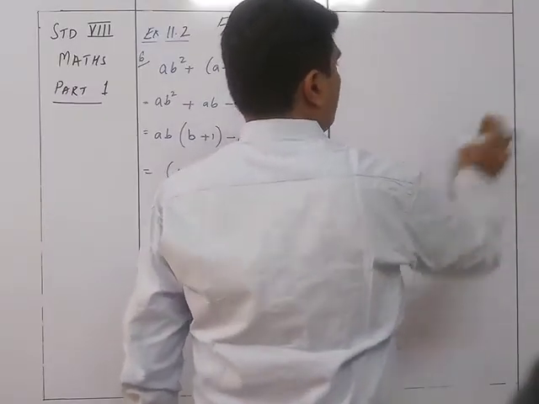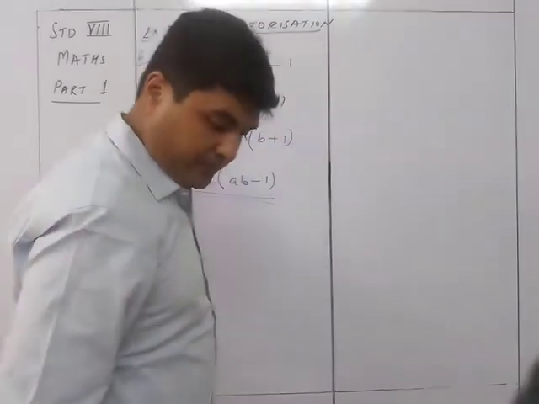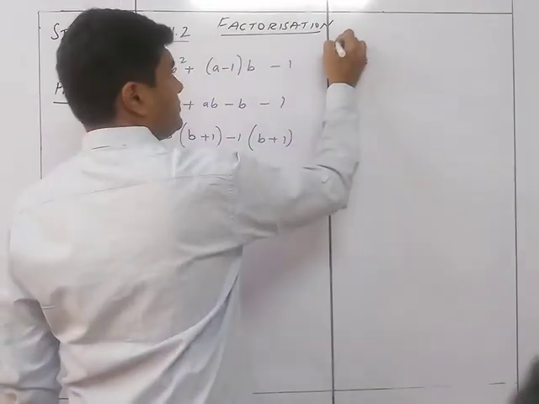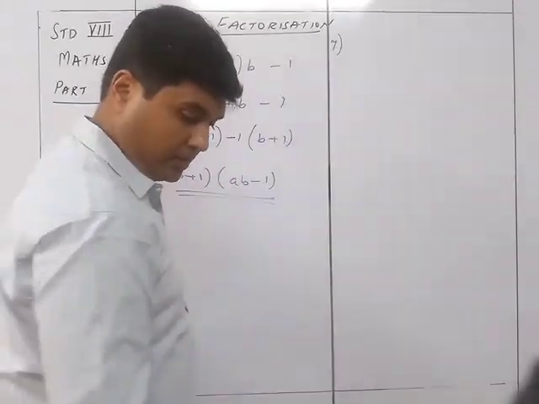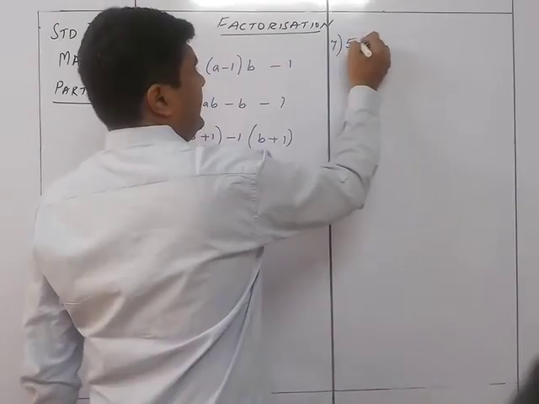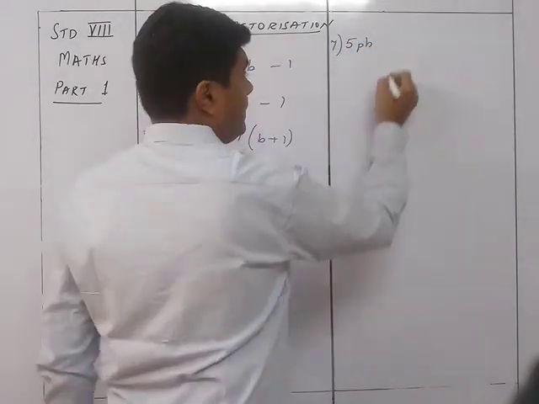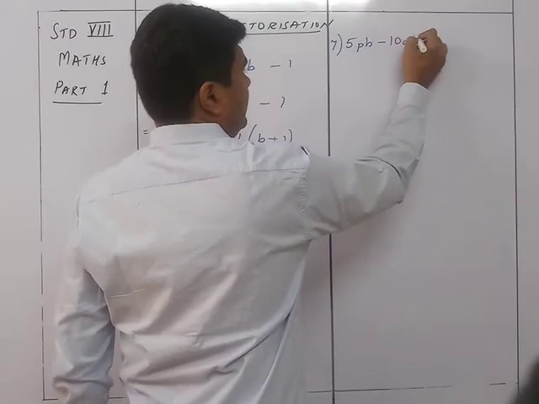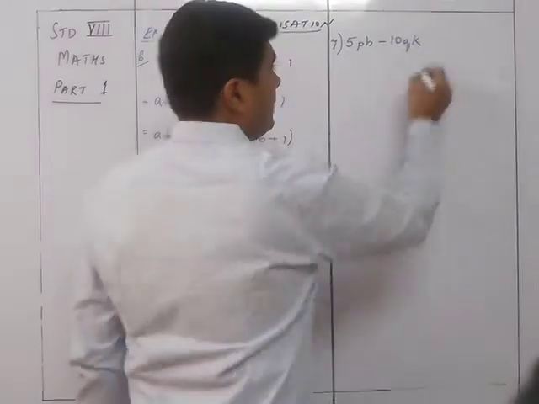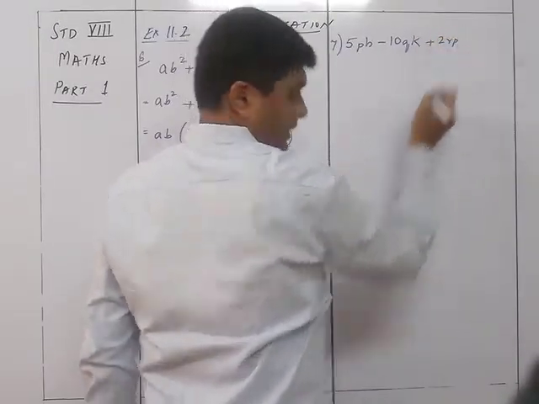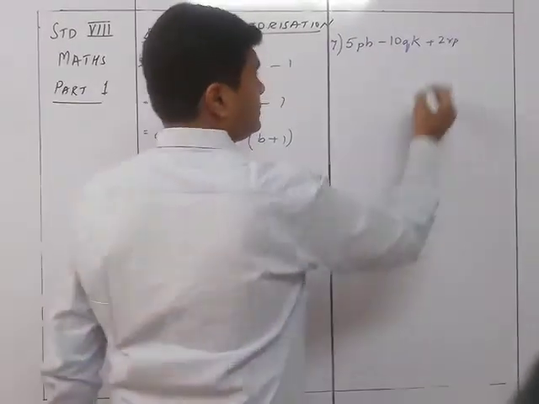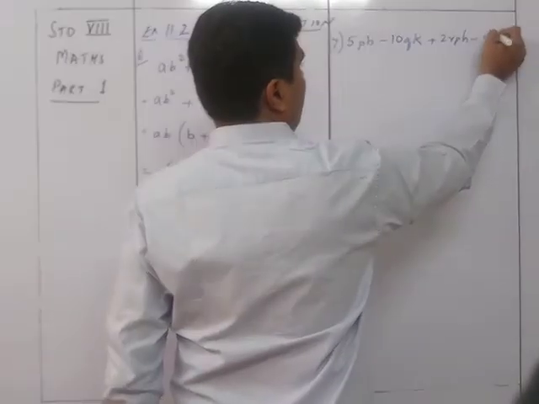We now move on to question number 7. 5pH minus 10QK plus 2RPH minus 4RQK.